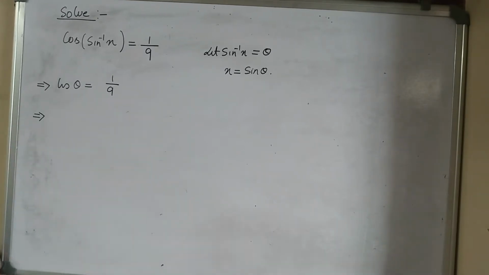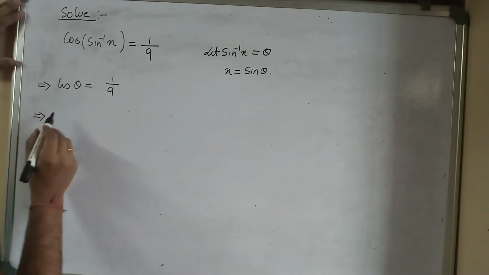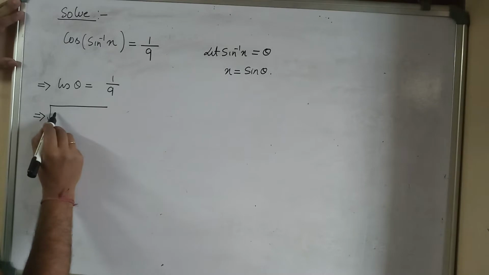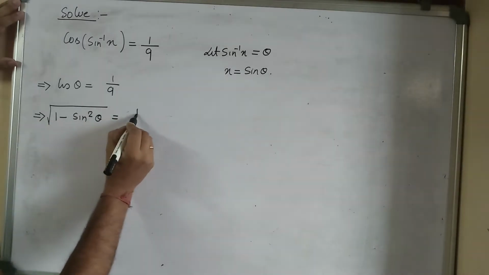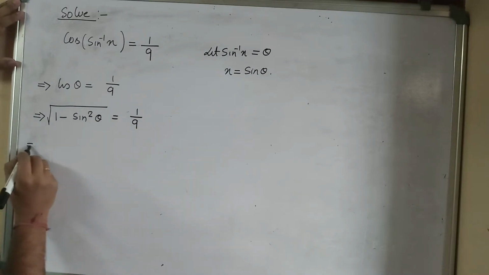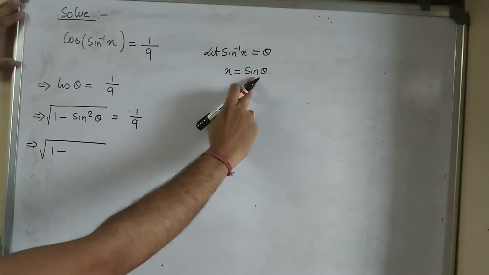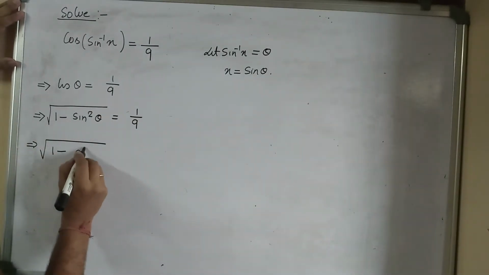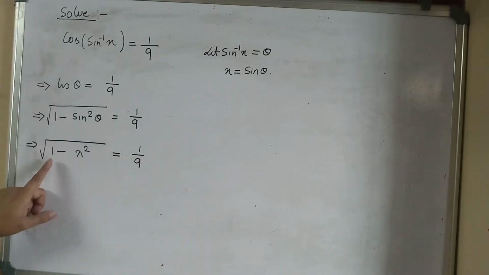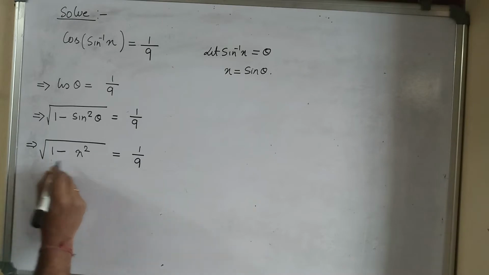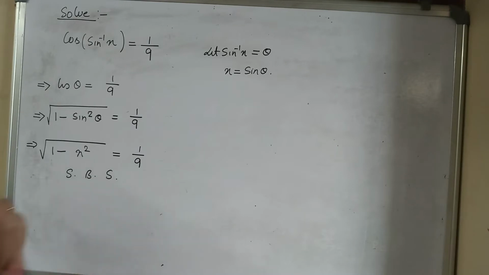Now I'll convert this cos in terms of sine. Using the formula, cos theta equals under root 1 minus sine square theta, which equals 1 upon 9. Now substitute the value of theta. Sine theta is x, so this will be under root 1 minus x square equals 1 by 9. To remove this root, you have to square both the sides.